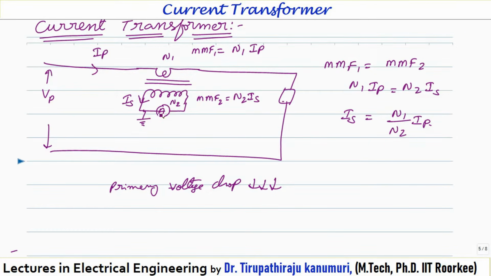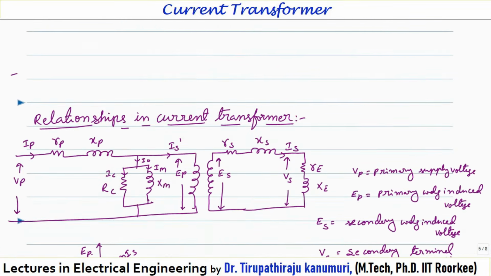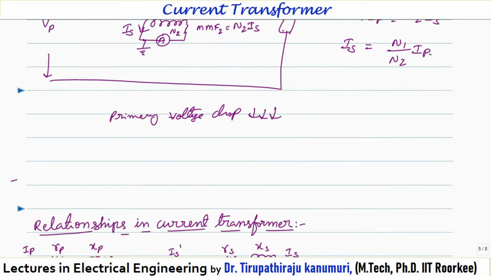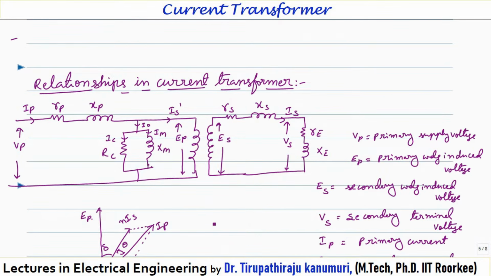So how the errors are created because of all these things, I am going to discuss in today's lecture and the next lecture. So let us proceed further. This current transformer I can represent by an equivalent circuit. The equivalent circuit will be similar to the normal transformer only. The only difference here is the primary current is not dependent on the load. The primary current is independent of the load.